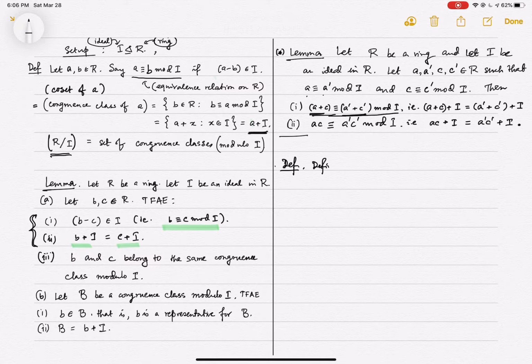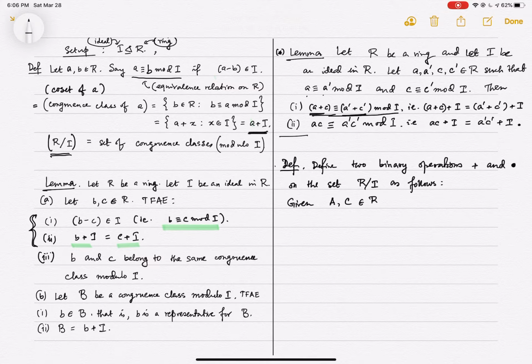Define two binary operations, denoted by plus and dot, as always, on the set R mod I, the set of these cosets, as follows. Given two elements of R mod I, I need to tell you what the sum of these two things is and what the product is.